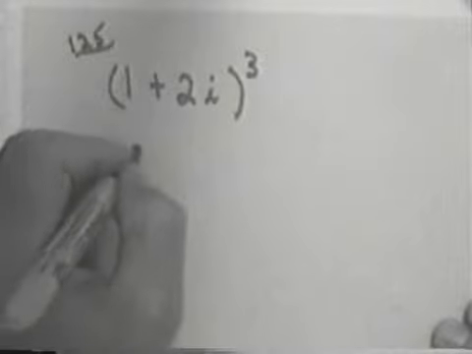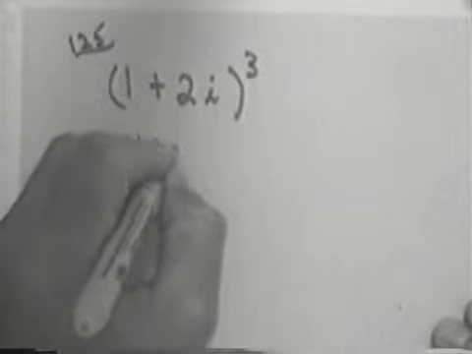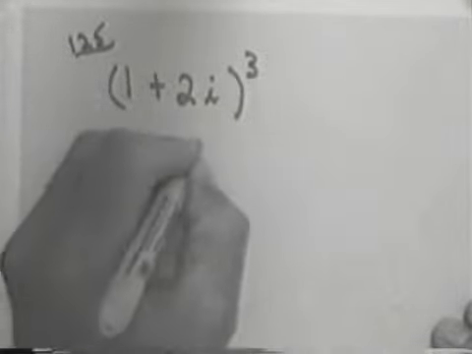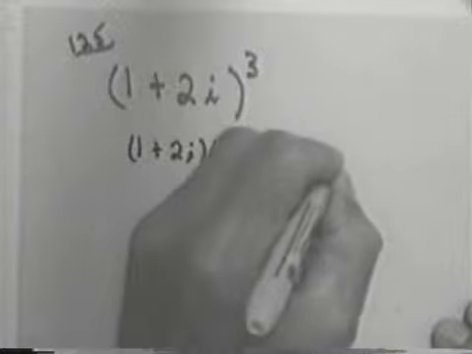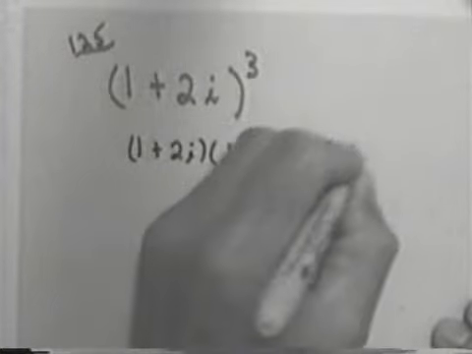Let's look at an expansion problem. Let's look at (1 + 2i) cubed. Well, (1 + 2i) cubed means (1 + 2i) times (1 + 2i) times (1 + 2i).